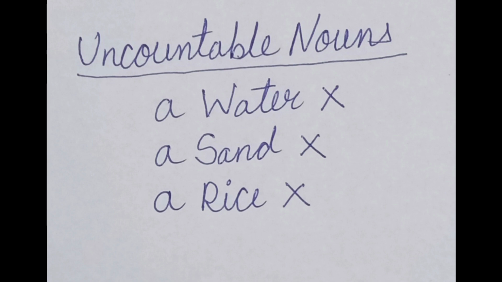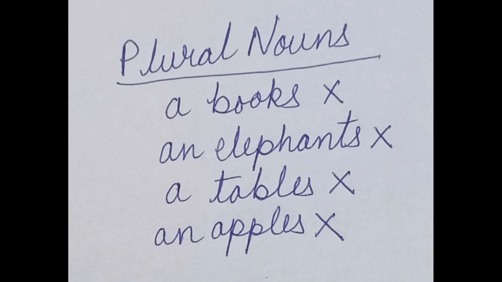If we say a sand, then also it will be incorrect because sand is an uncountable noun. If we say a rice, that is also incorrect because rice is an uncountable noun. Same is the case with plural nouns. If we say a books, books is not a singular noun, it's a plural noun, so it will be incorrect. If we say an elephants, elephants is plural, so it will be incorrect. If we say a tables, tables is plural, so it will be incorrect. If we say an apples, then also it is incorrect because apples is a plural noun.